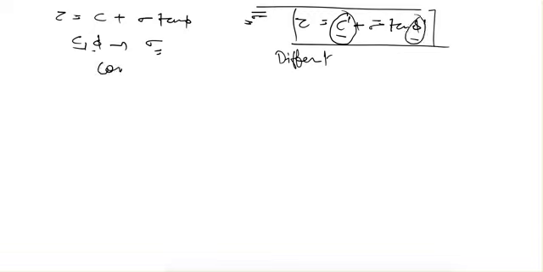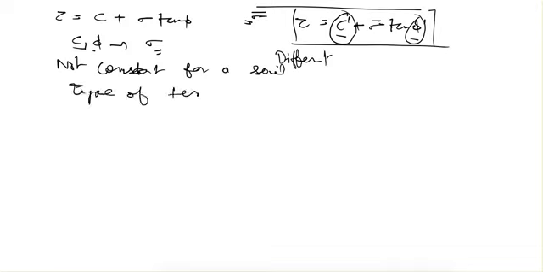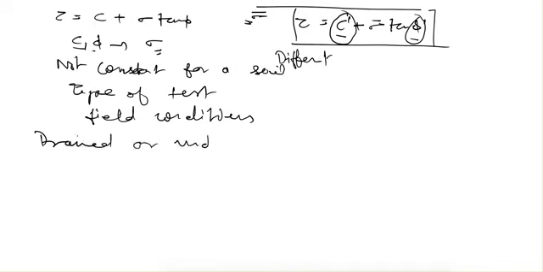It means they are not constant for a soil. So they depend upon the type of test and the field conditions. So what are these conditions? If the soil is drained or undrained, that will affect the values of these parameters.